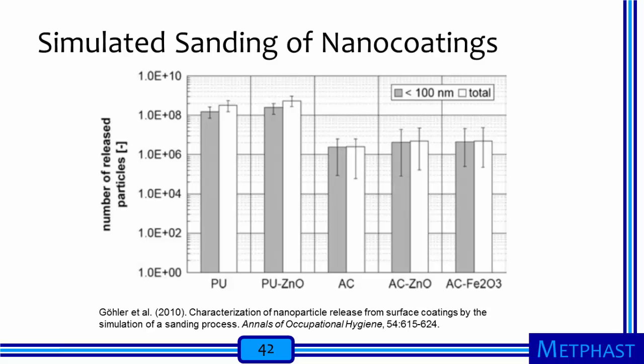Using a test apparatus that simulated sanding of coatings, Goller and co-authors counted the number of particles released by the sanding of polyurethane coatings with and without nanozinc oxide and white architectural coatings, or paints, with and without both nanozinc oxide and nanoiron oxide. In all cases, both with and without the nanoparticles in the coatings, more than half of the observed particles were smaller than 100 nanometers. In addition, the presence of engineered nanomaterials did not make a statistically significant difference in the number of particles released.